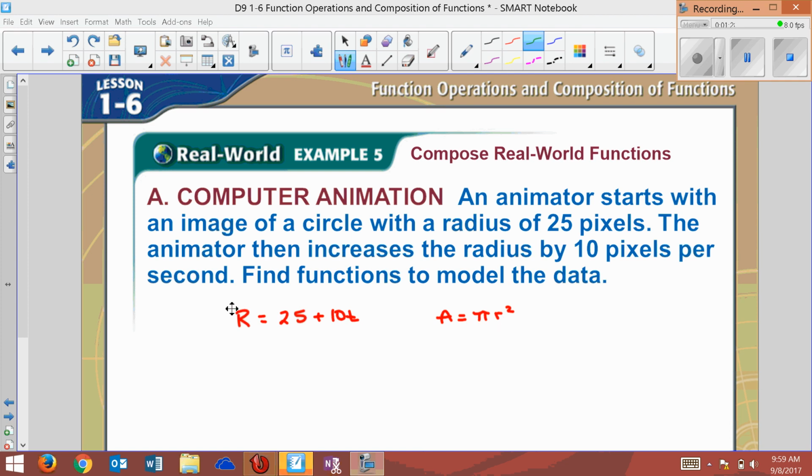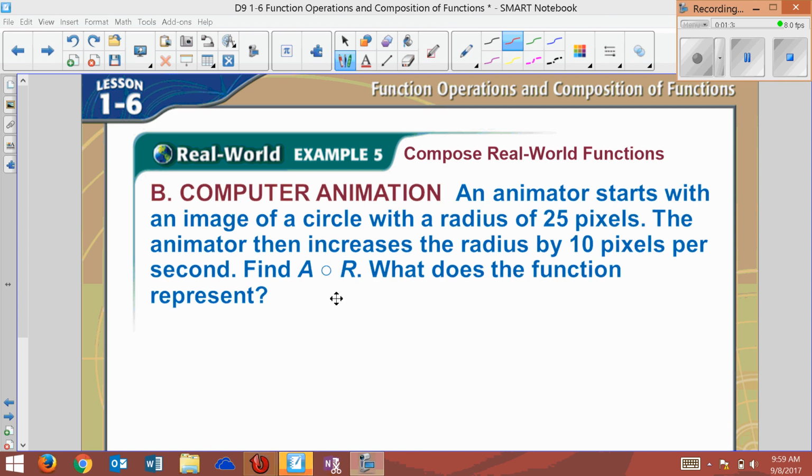Just so I'm not confusing people, let me go back to this and have lowercase r. So this r will refer to that. So what does that have to do with anything? Well, let's look at part B. It says find A of r. Now these are capital letters here. What that means is you want to be able to find the area at any particular time. Well, the area is going to equal pi r squared, which means we plug that r equation into A.